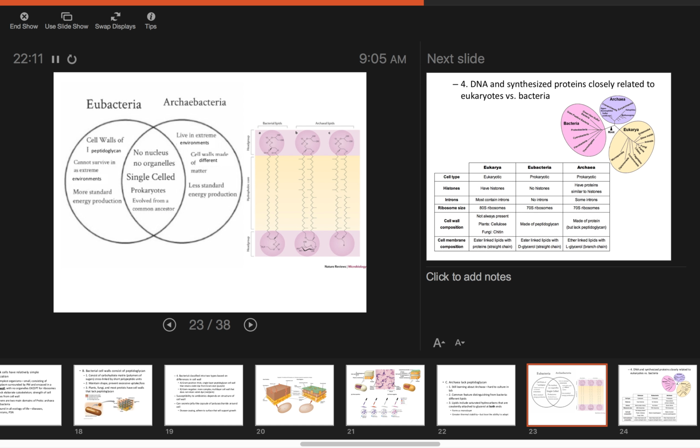So if you were to compare bacteria to archaea, these are the old terms, where eu means true bacteria, and this is supposed to be the archaea bacteria, because at one point they thought that maybe it was bacteria. These guys have peptidoglycan cell walls and cannot survive in extreme environments. Archaea live in extreme environments, with cell walls made of different matter. How they are similar: no nucleus, no organelles except for the ribosomes. Single cell, prokaryotic, which means no nucleus, and evolved from a common ancestor.